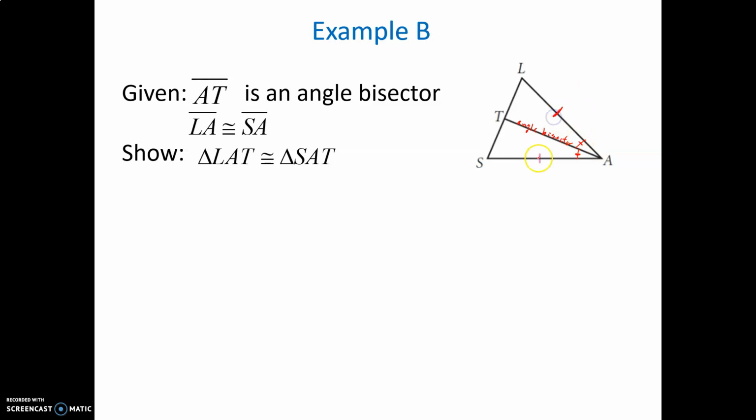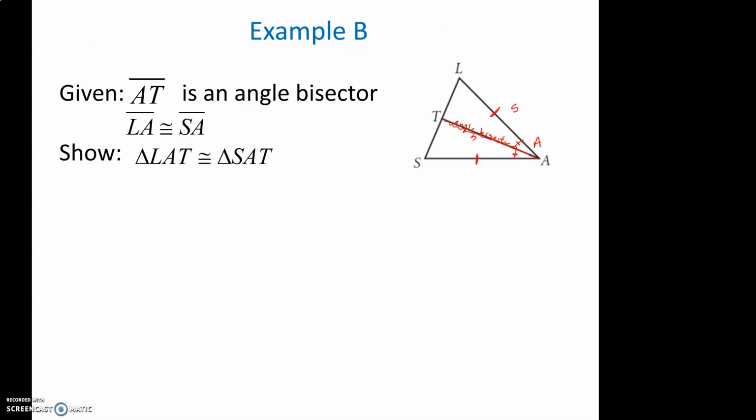LA equals SA. So I have a side, I have an angle, and I need either another angle or side. And look what I see. This TA is a side in both triangles. So I think I'm going to have SAS. So after I've thought about it, to show that those two triangles, LAT and SAT, are congruent to each other, I think I'm going to be able to do it by SAS, but now I have to formally write it down.